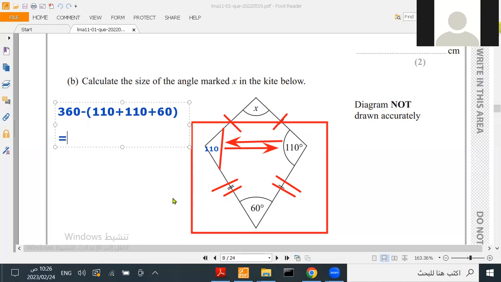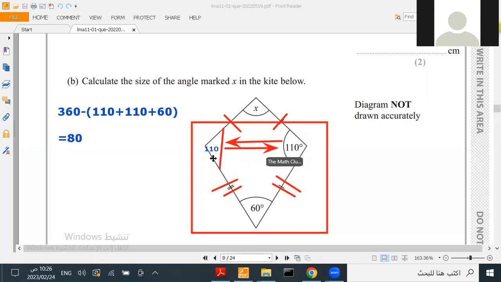And then I add them all together and subtract them from 360. So 110 plus 110 plus 60, minus 360, it will come out at the end. Very good. It's going to be 80. Good job. And this is how you answer a question like this.